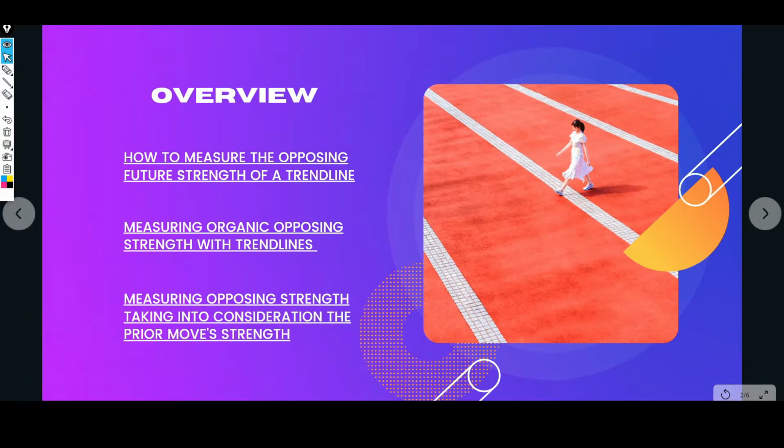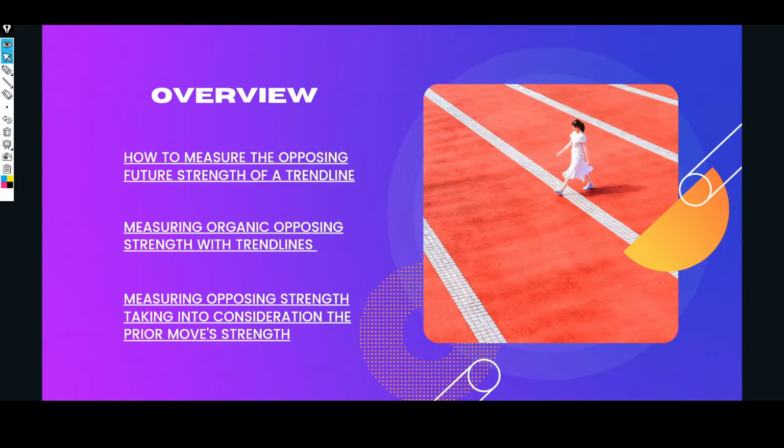Alright, here's a lesson overview. First, I'll be explaining how to measure the opposing future strength of a trend line. So in this section, I'll be explaining the basic components required to measure the opposing future strength of a trend line. And then I'll go on to explain measuring organic opposing strength with trend lines. So in this section, we're going to use what we learned in the prior section to figure out just the basic strength of a given trend line.